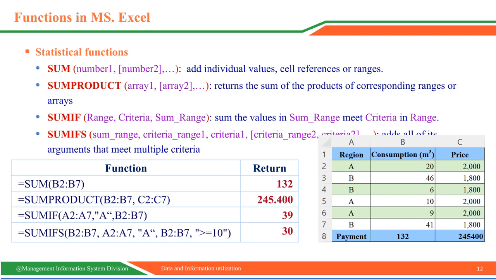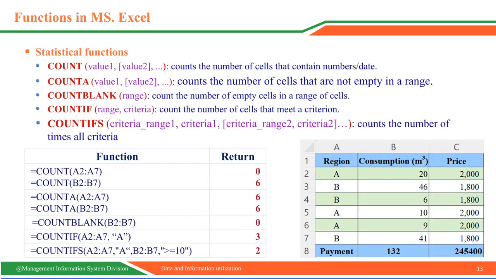Statistical functions for counting are similar to those for average values, such as count counts the number of cells containing numeric or date values. Counta counts the number of non-empty cells. CountBlank counts the number of empty cells. CountIf counts the number of cells that meet a single condition. CountIfs counts the number of cells that meet multiple conditions.